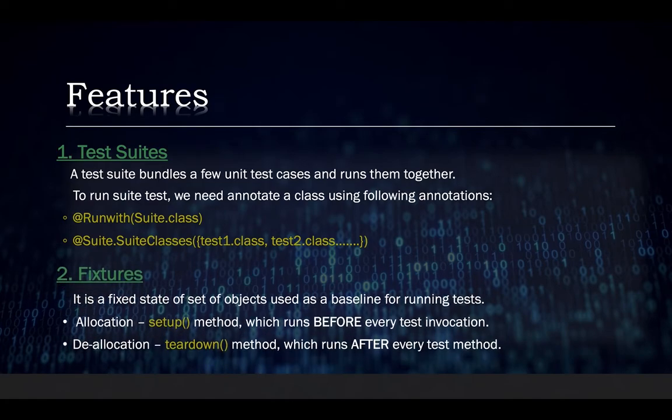Next is test fixtures. Now, the purpose of a test fixture is to make sure that there is a well-known and fixed environment in which test cases are run so that the results are repeatable. It is a fixed state of a set of objects that we use as a baseline for all the running test cases. Now there are two basic methods for fixtures, that is setup method and teardown method.